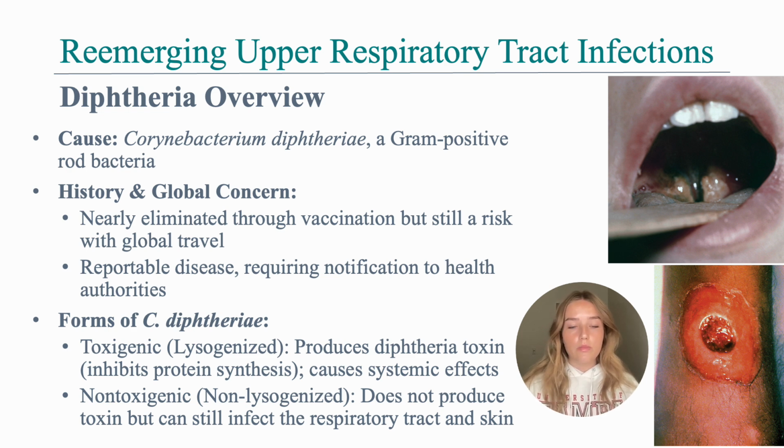The different forms of this bacteria are toxigenic, which is lysogenized. It produces diphtheria toxin, which inhibits protein synthesis and causes systemic effects. The second form is non-toxigenic, which is non-lysogenized, and it does not produce toxin but can still infect the respiratory tract and skin, as we see in these images.